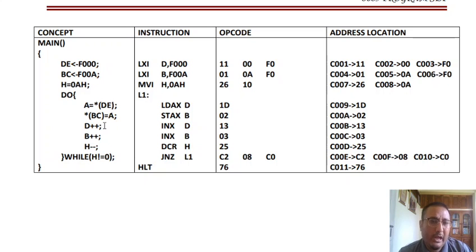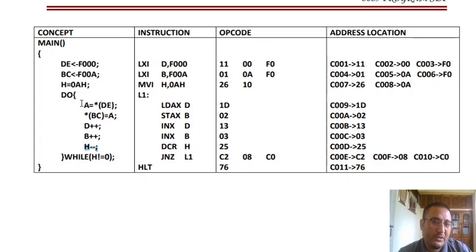Now, out of 10 values, we have copied or moved one value. So I need to increment both the source register as well as the destination register. DE is to be incremented to point to F001 as well as BC is to be incremented to point to F00B, right? Out of 10 times we have done it one time, so we need to do it 9 more times. So H is decremented by 1. So the process repeats for 10 number of times, right?